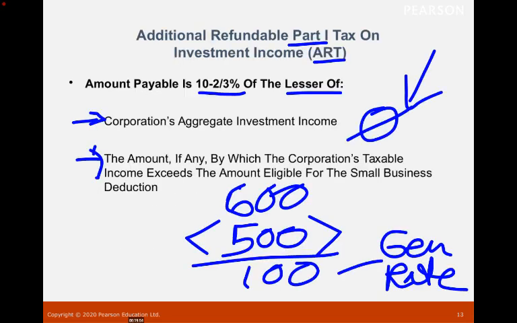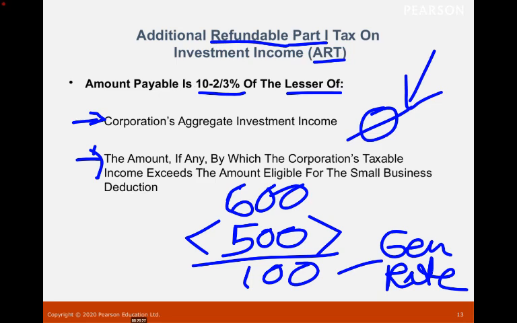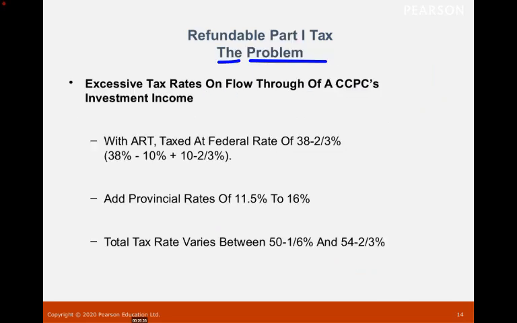So this refundable, and we will get to that, this refundable Part 1 tax on investment income is 10 2/3 of the lesser of those two. So this kind of creates a bit of a problem. We've learned about Part 1 tax. We're already getting taxed on all of this stuff, right? It's just taxable income times a rate. So why are we adding more to it? This seems like a problem.